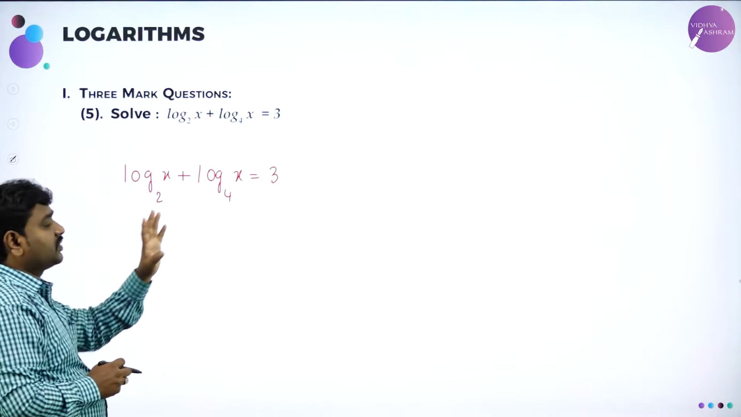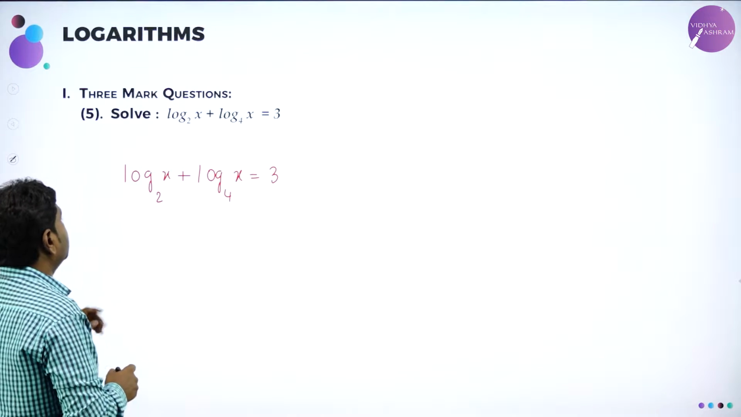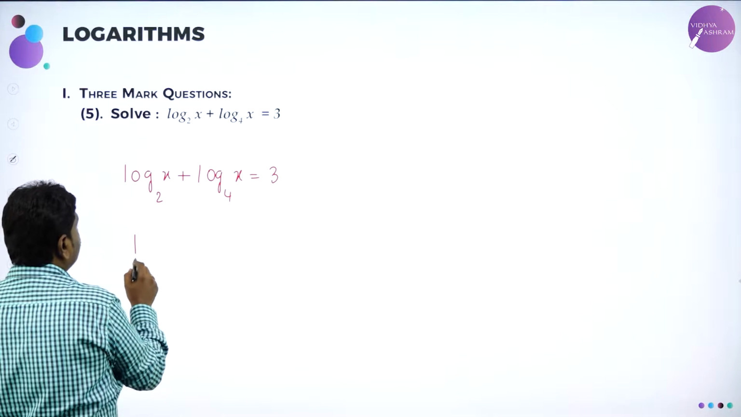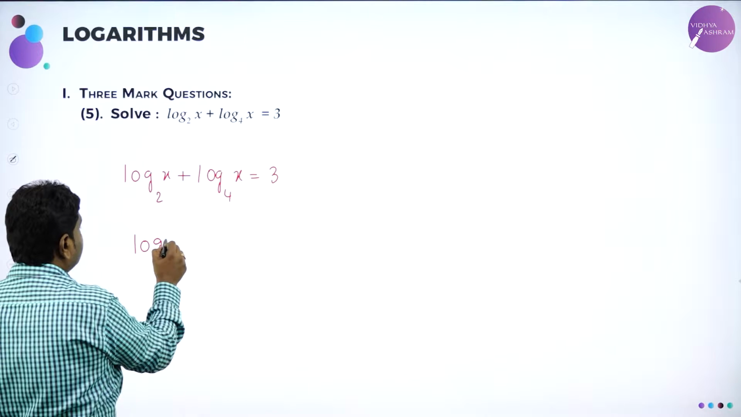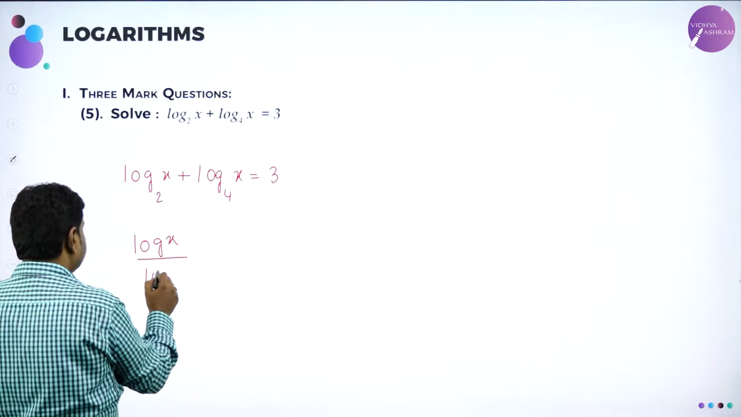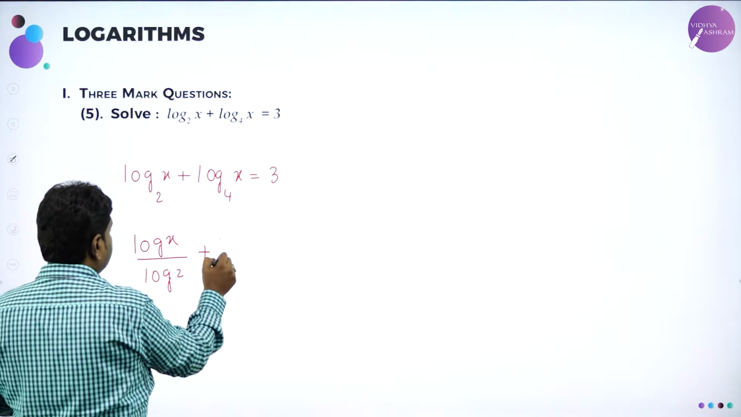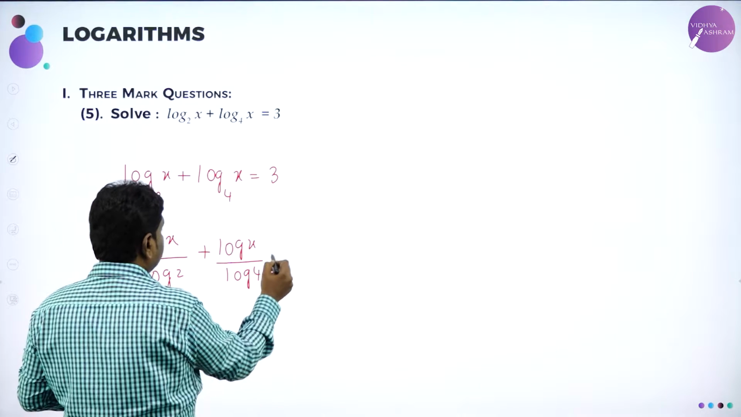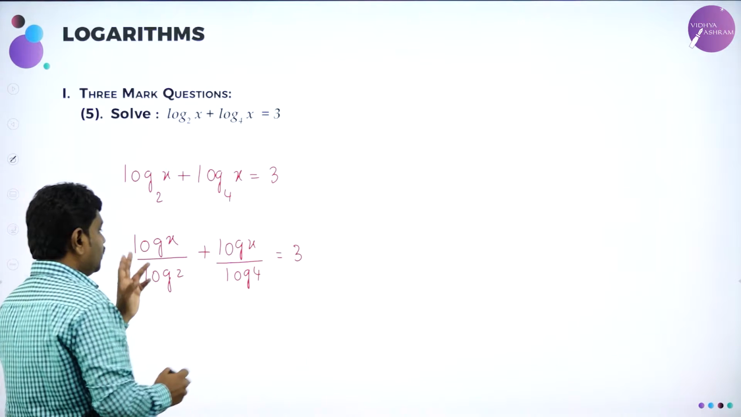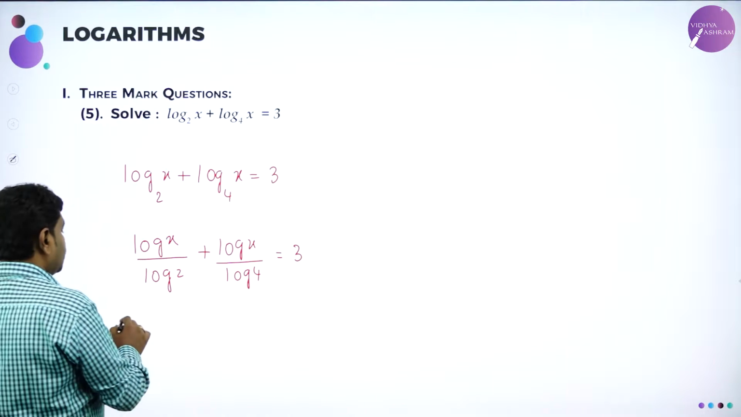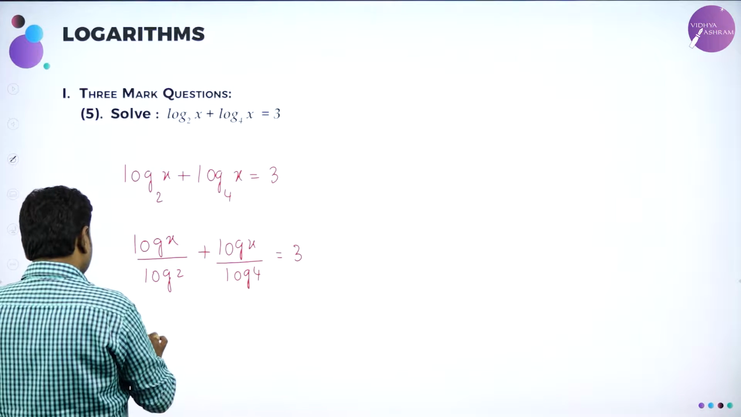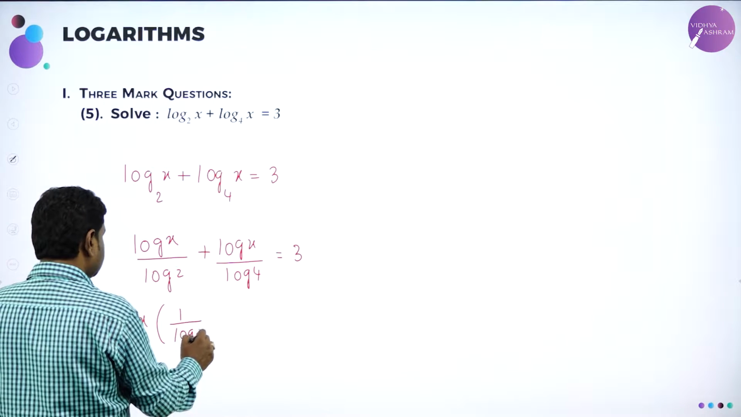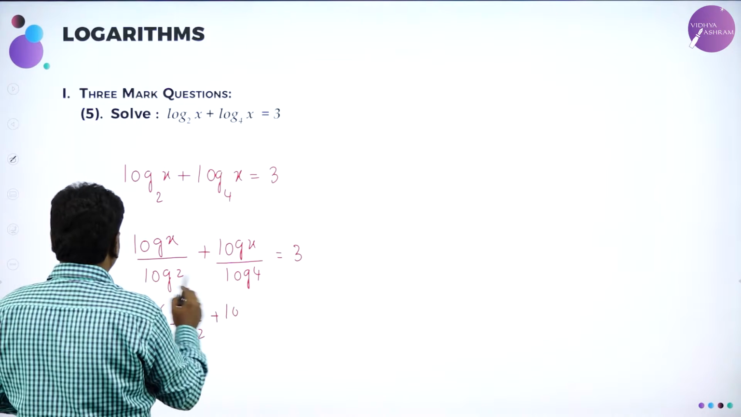Now log a plus log b, but bases are different. So solve means we need to find x. So change of base rule you can use. Can I write it as log x by log 2 plus again log x by log 4 is equal to 3. Now in these two, log x is common, you can take it out. Log x, if I take out common, I am left out with 1 by log 2 plus 1 by log 4.